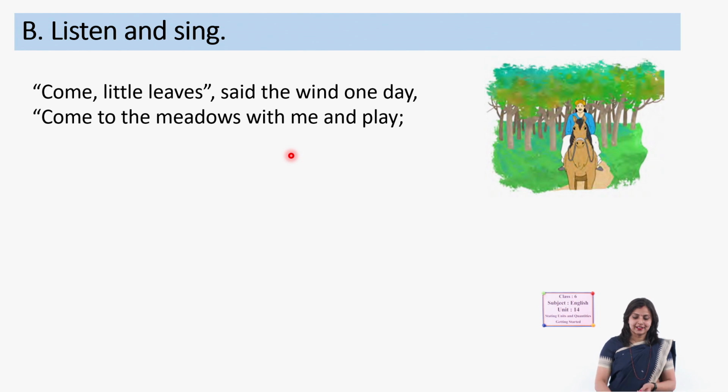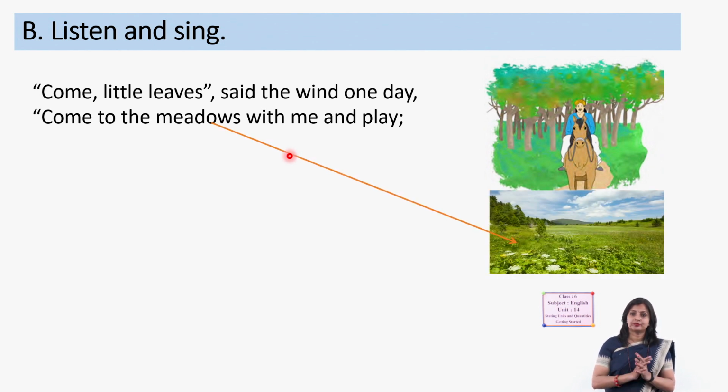Okay, yes. So what do you mean by meadows? What a lovely place is that. So meadows means grassland. When after school you go back to your home and you play with your friends, that place is actually called meadows, which is covered with grass. There can be some trees as here. So come little leaves, said the wind one day, come to the meadows with me and play.